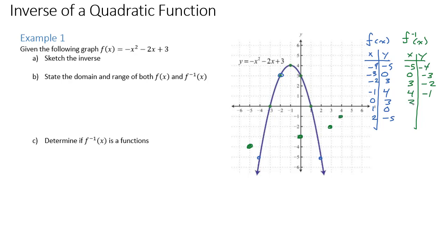Okay, and then we're going to switch this. 3, 0, 0, 1. And finally negative 5, 2. All right, and there is my inverse. And I'm just going to draw the best parabola I can here. Try to make sure I actually go through those points. All right, so there you go. There's the inverse, right? Now, if we're going to label these on our graph, I'd put at the end of this one, f minus 1 of x.